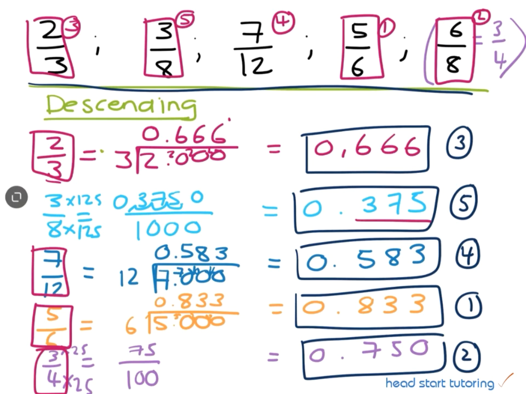So if you go back to the previous video, or the previous example, you will see that the order will be exactly the same, whether you worked it out using decimals or whether you worked it out using your common denominators.